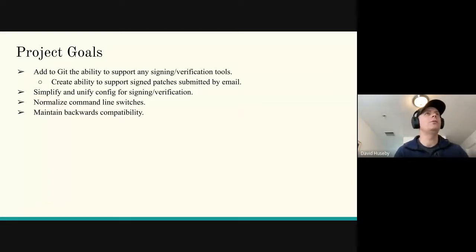So the goal when we started was to modify Git to give it the ability to sign and verify signatures of any kind, not just GPG. As a secondary goal, we wanted to normalize the command line switches and configuration setup for handling signing and verifying, because there's a lot of legacy dash GPG this and GPG that in both the command line and configuration. So we're going to absolutely maintain backwards compatibility. That's just a hard requirement always.